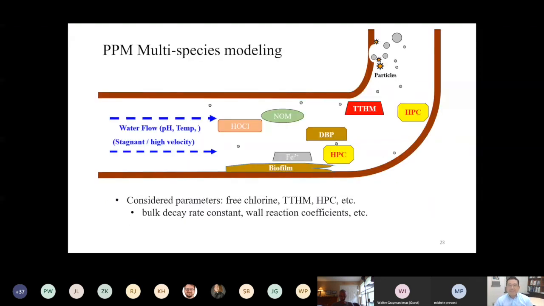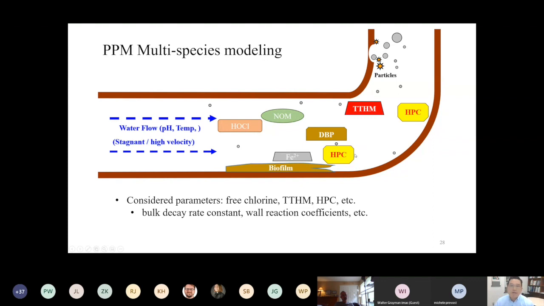Okay, and this figure shows our ongoing research effort. As you all know very well, water quality is very complex: pH, temperature, stagnant water or high velocity water, and their impact on free chlorine, TTHM, DBP, HPC, or Legionella.